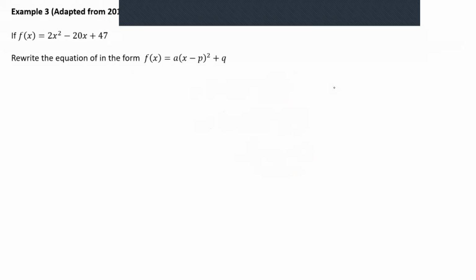It says f of x is equal to that. Rewrite the equation in the form f of x is that. Perfect. Now, suddenly, the coefficient of x squared is 2. Factor out. That's what we do. So I'm going to take out the 2, right? Factor out. So this is what I have so far. x squared, I've taken out the 2, minus 10x. I've taken out the 2, plus 47 over 2.